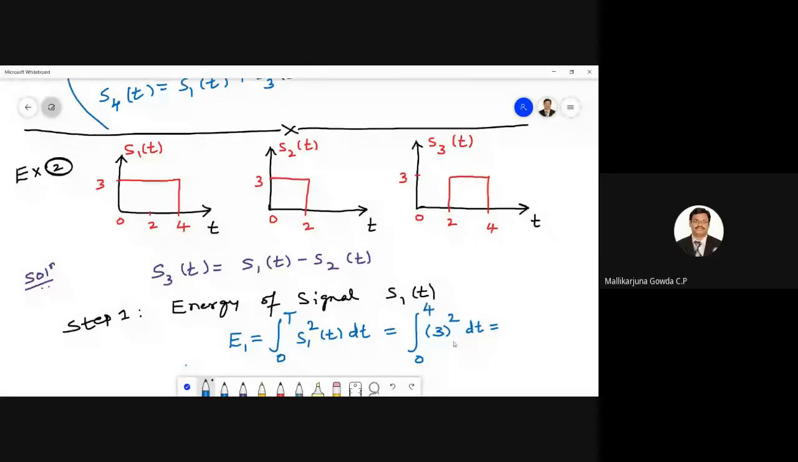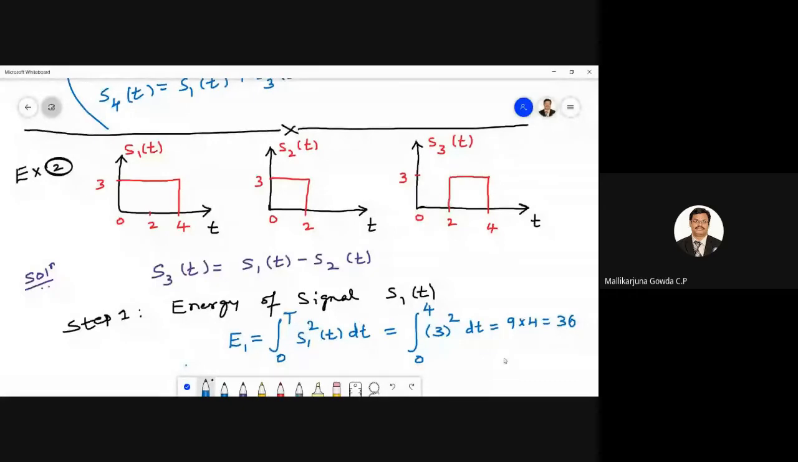Then upper limit minus lower limit. The upper limit is 4 and the lower limit is 0. So 4 minus 0 is 4, right? So can I say 9 into 4? 9 into 4 is equal to 36. So the energy of the signal S1 of t is 36.